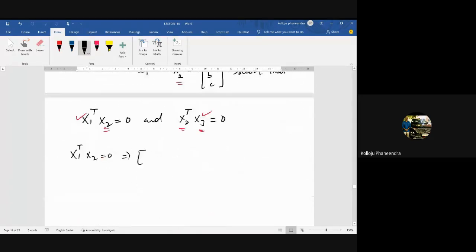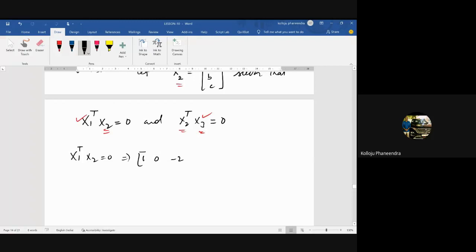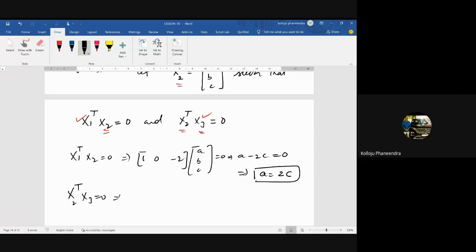x1 is (1, 0, -2). x1 times x2, where x2 is (a, b, c), becomes a minus 2c equal to 0. So a equals how much? 2c. Keep this one. Another expression is what? x2 times x3 equal to 0 implies what?